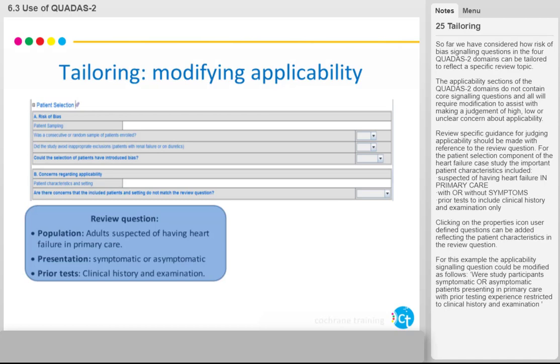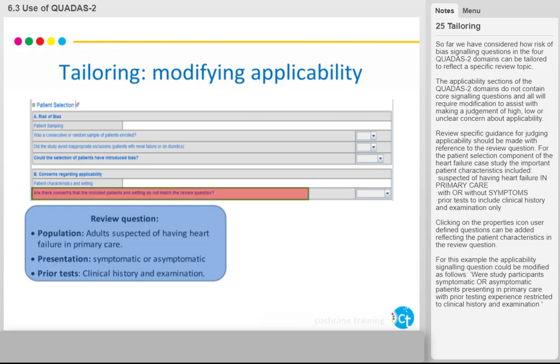So far we have considered how risk of bias signalling questions in the 4 QUADAS-2 domains can be tailored to reflect a specific review topic. The applicability sections of the QUADAS-2 domains do not contain core signalling questions and all require modification to assist with making a judgment of high, low or unclear concern about applicability. Review-specific guidance for judging applicability should be made with reference to the review question.